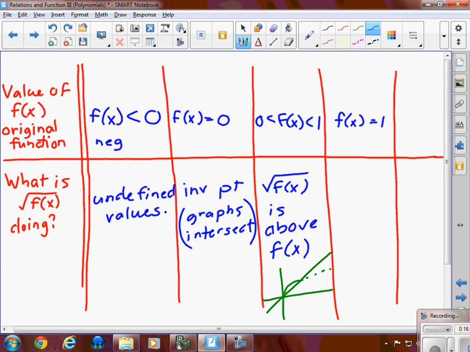Now at 1, if the original function's 1, it's also an invariant point, which would mean the graphs intersect. Running out of room. So intersect on the next line. What do you think my last interval is going to be when it's larger than 1? What happens when the original function's larger than 1? Where do we know this part should be?